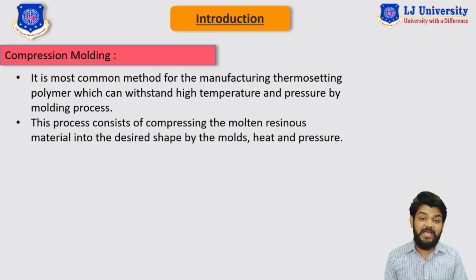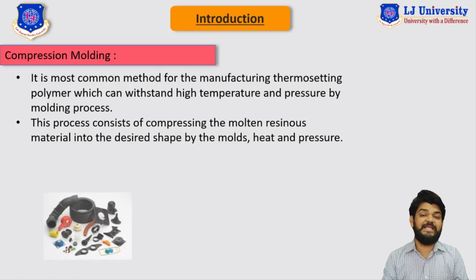If you apply heat to this kind of polymer, they will take one form of shape, and on cooling they will not lose their shape. Right? So these are the thermosetting polymers, which are independent of the heat effect. So as you can see here, this process consists of compressing the molten resinous material into the desired shape by the molds, heat and the pressure.